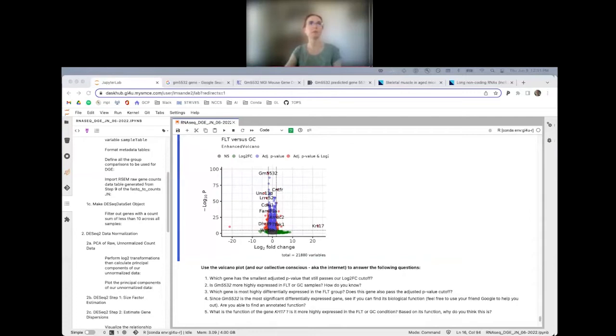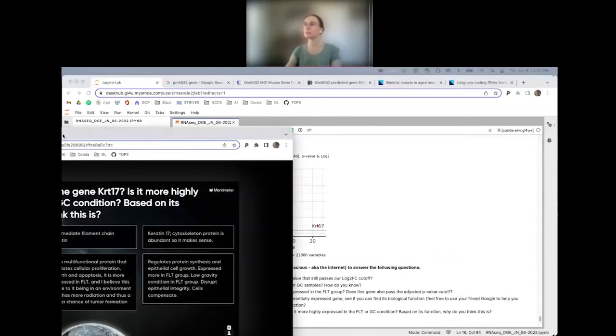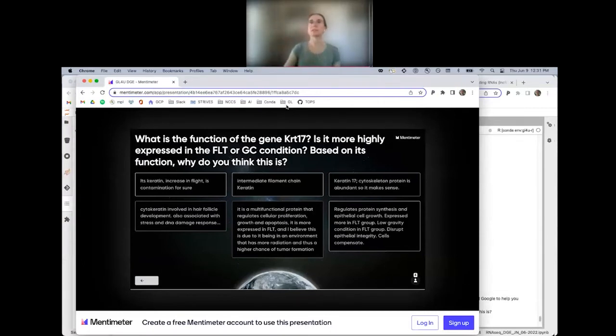Okay, great. Thank you so much, everyone. There are some great hypotheses here. KRT17, yes, this is a keratin gene. It is increased in the flight samples. We already noticed that. One idea is this could be skin cell contamination from a lab tech. Another idea is this gene is associated with stress and DNA damage response. And someone else noticed this gene is involved in regulating cellular proliferation, growth, and apoptosis, which may have to do with radiation exposure in flight, higher chance of tumor formation and cellular stress.